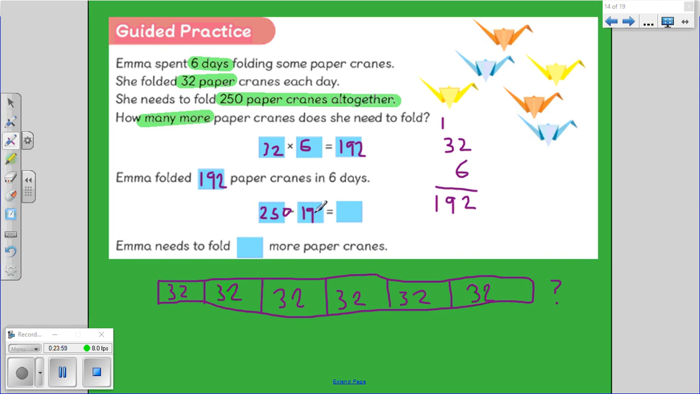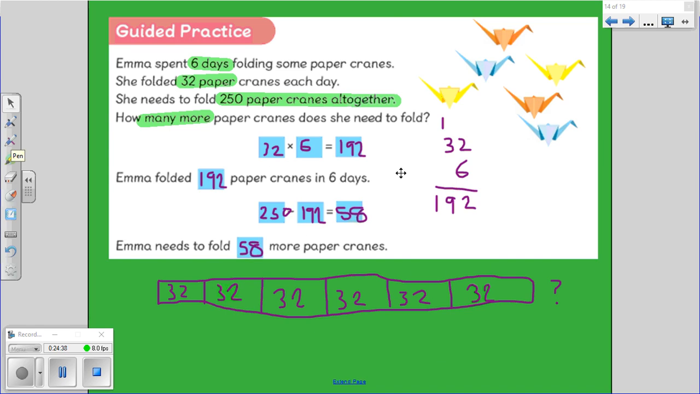192. Okay, so we can do that in column subtraction, if that helps, or you could use other methods that you find best works for you for subtraction. Okay, so the answer to 250 take away 192 is 58. And that answers our question. Emma needs to fold 58 more paper cranes. So well done, because that was a tricky one.